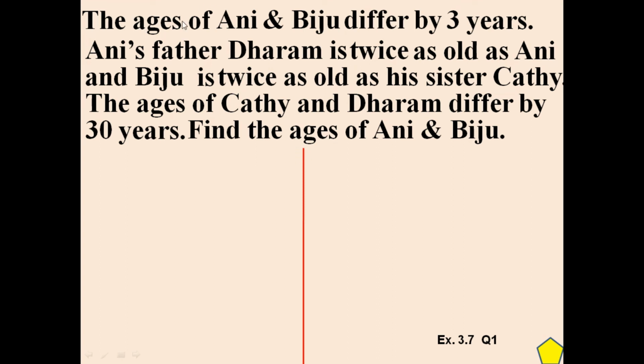So let's read the first statement. The ages of Ani and Biju differ by 3. Now, since they are almost the same age, Ani and Biju, we do not know who is the elder. So this can be interpreted in 2 different ways. And since there are 4 people involved here, we are using the first alphabet of their names as the variable. So Ani's present age is A, Biju's present age is B, Kathy's present age is C, and Dharam's present age is D. So Ani is A, Biju is B, and differ means minus.